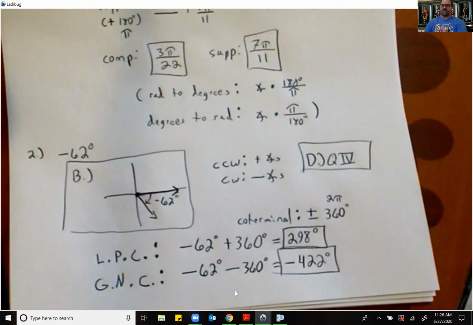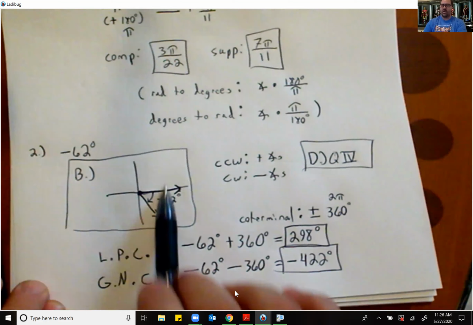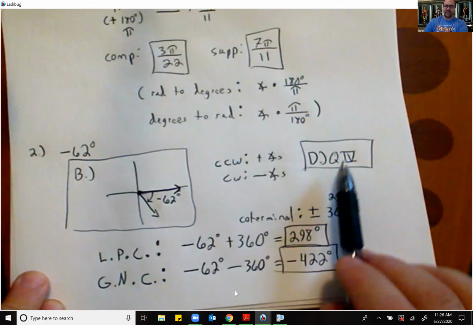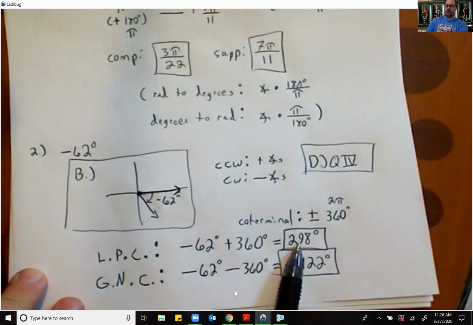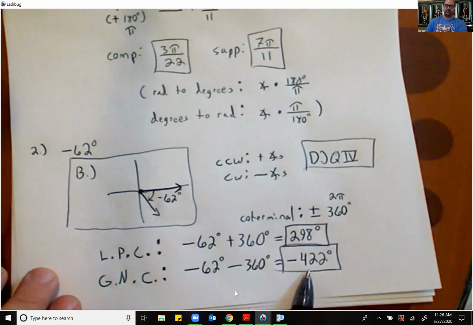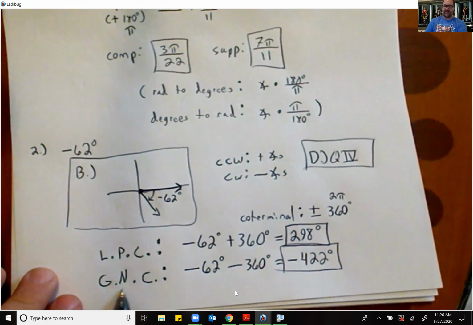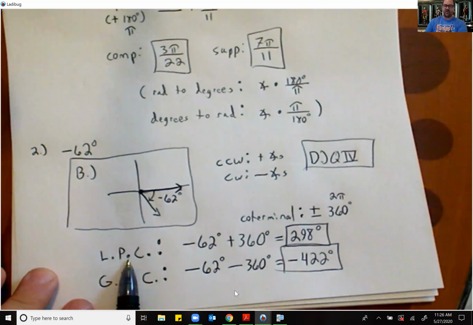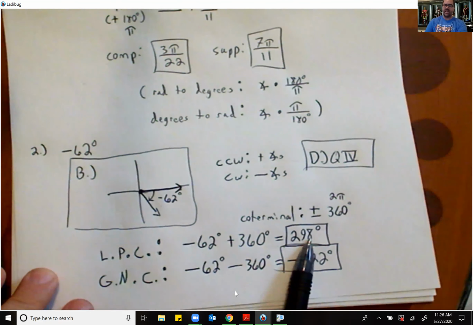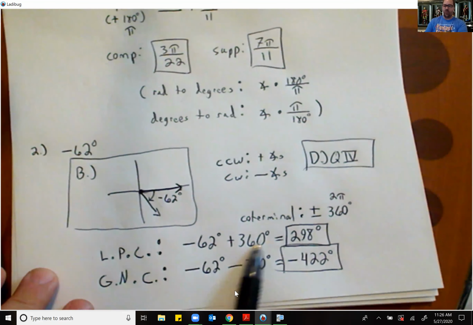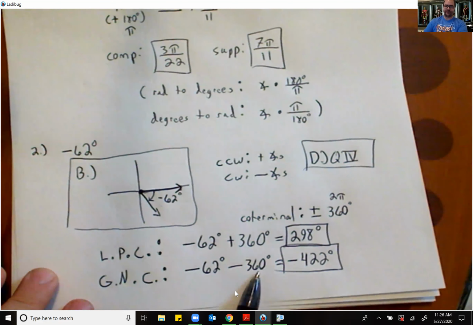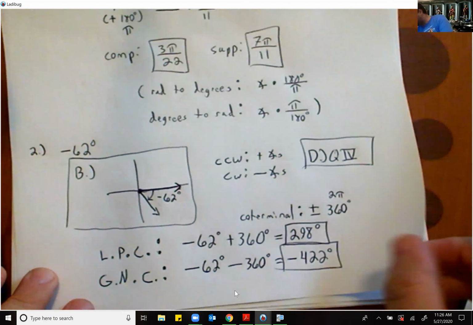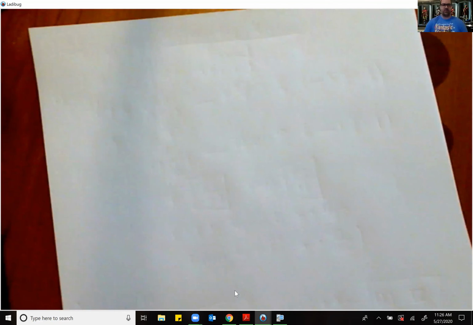But there's all four answers. Here's the standard position, which helped us answer the last question, which was quadrant 4. And then here is one positive coterminal angle and one negative coterminal angle. So don't think of these as least positive or greatest negative. Think of this as give me another positive coterminal angle that's right next to it, in other words, add 360 degrees. And then give me one more negative, which means subtract 360 degrees. All right, so there's question 2. Moving on.